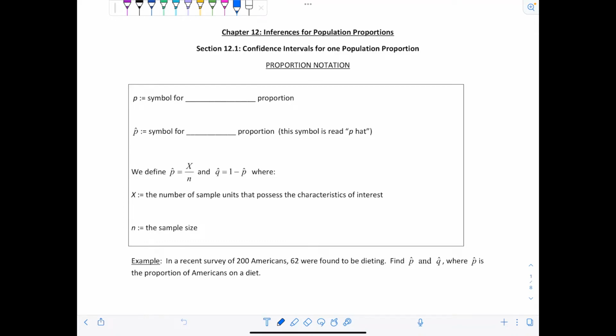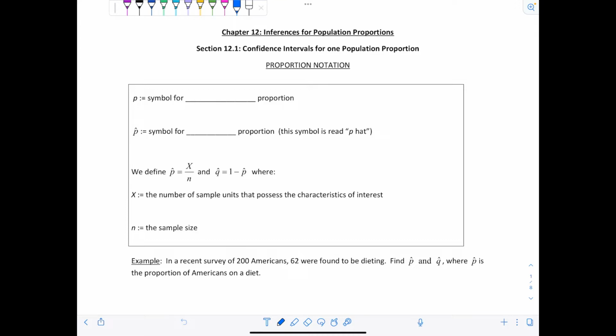In this video, we're going to cover Chapter 12 on inferences for population proportions for introductory statistics. And we're starting off with section 12.1, confidence intervals for one population proportion. So before we get started setting up confidence intervals, we're going to have to go over some new notation that we use when dealing with proportions.